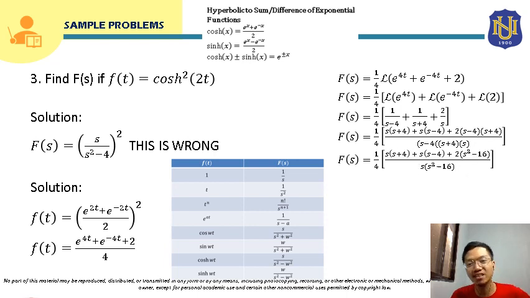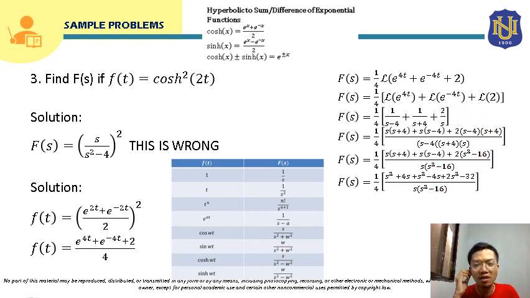Okay, so simplifying this further, we can combine s minus 4 times s plus 4. So that is just s squared minus 16. And then we also combine it here. After that, we can simplify this further if we distribute this and this. So this will become s squared plus 4s plus s squared minus 4s plus 2 times s squared minus 32 over s times s squared minus 16.